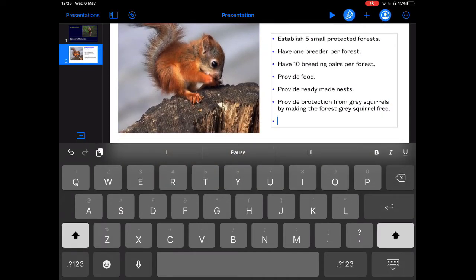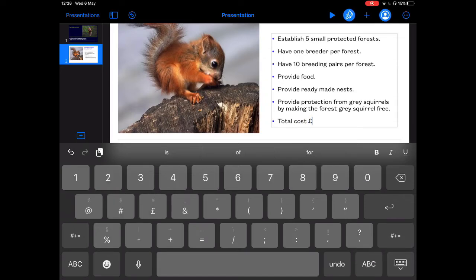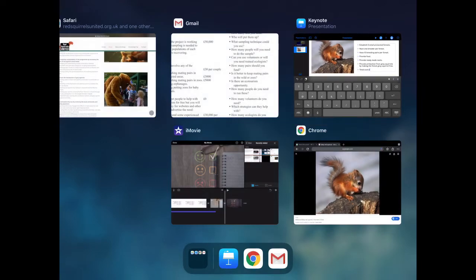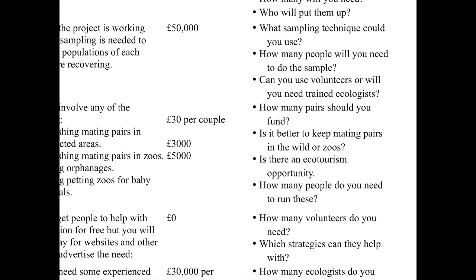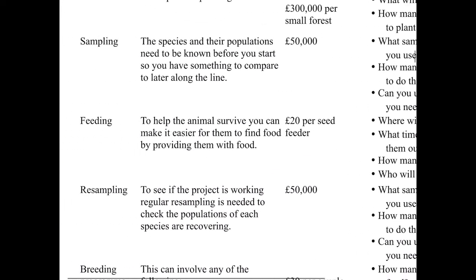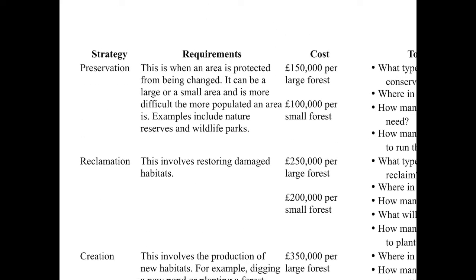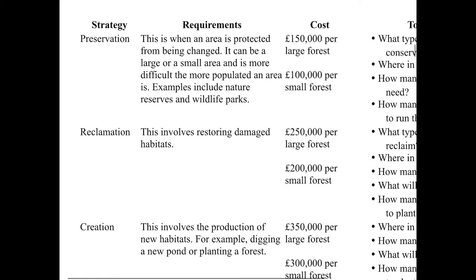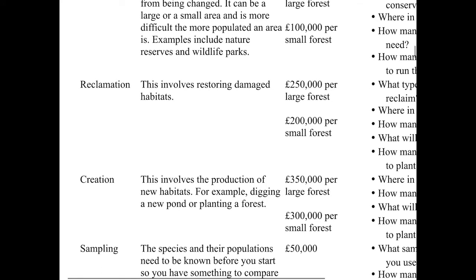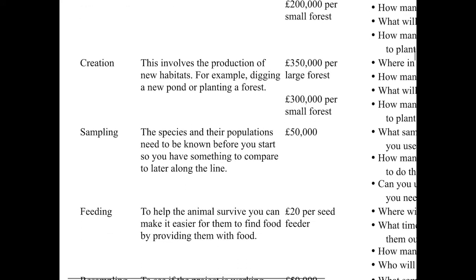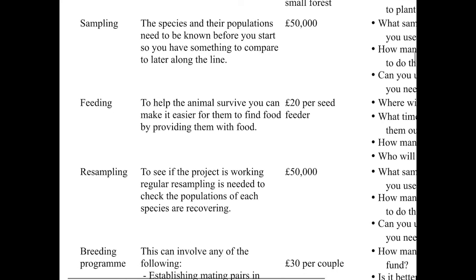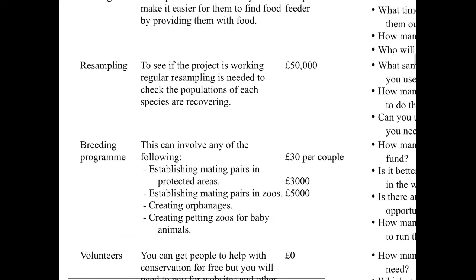So I now need to figure out and calculate, well, how much is this going to cost me in total? So let's think about the forests first of all. How much are those going to cost me? So if I have a look, I decided on small forests. So a small forest is 100 grand per small forest. And so I'm going to have 5 of them. So that's 500,000, basically 500,000. So it's quite a big portion.